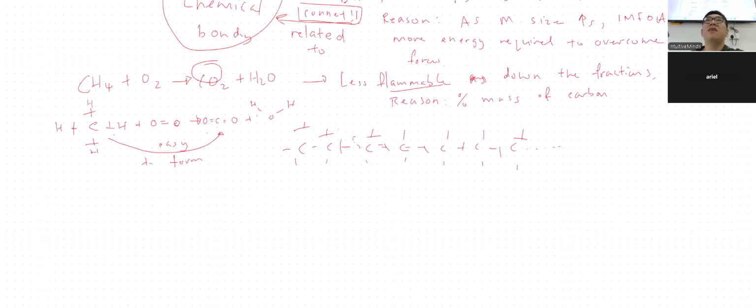So the reason being is percentage mass of carbon increases as molecular size increases. All of this I mentioned to you is just for you to understand better. But I think for you, you just mention that it becomes less flammable. That's it. You don't have to talk about breaking of the bonds and all those things. It's just background knowledge for you to try to understand the content.